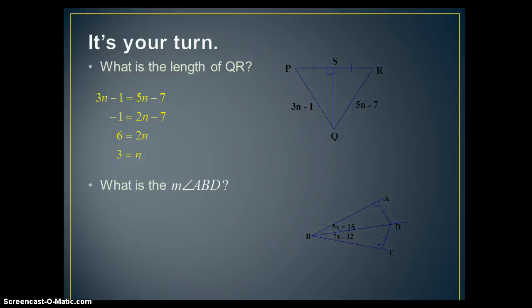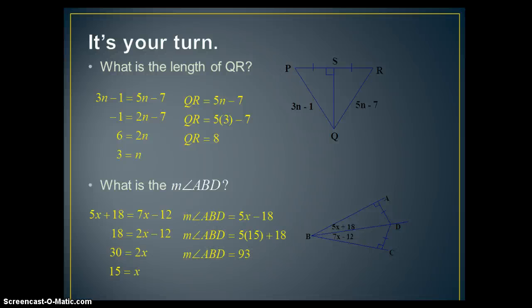So again, I know that PQ and QR are going to be congruent. So I solve for n and plug it back in and get QR is 8. And the measure of ABD is going to be congruent to DBC because I know those angles are bisected based on the distance. So I can set those equal to each other and I get x is 15. And when I plug it in, ABD is 93.